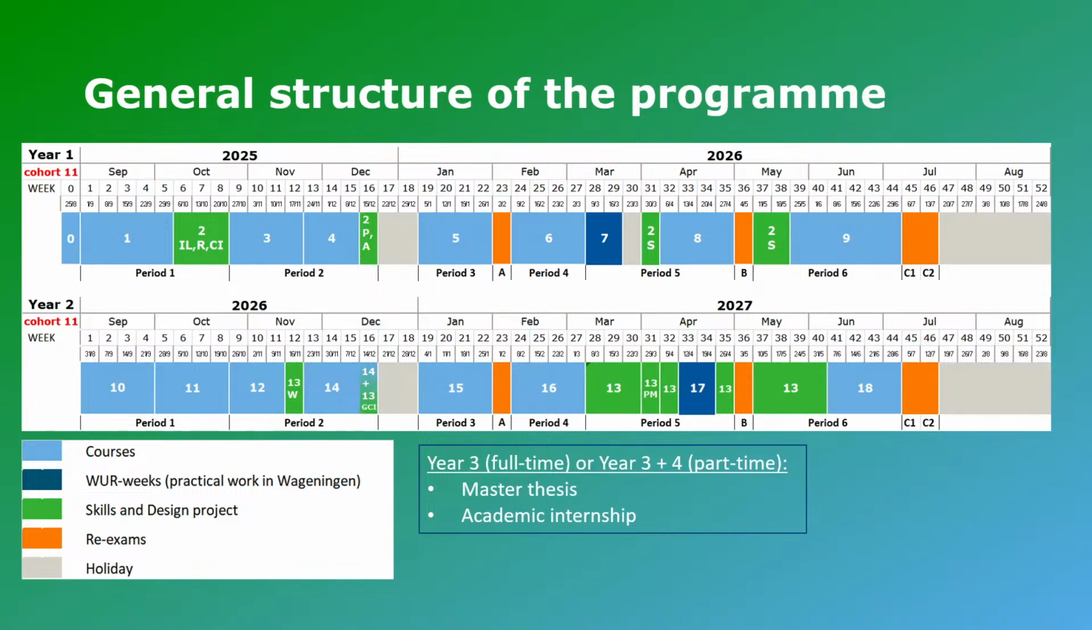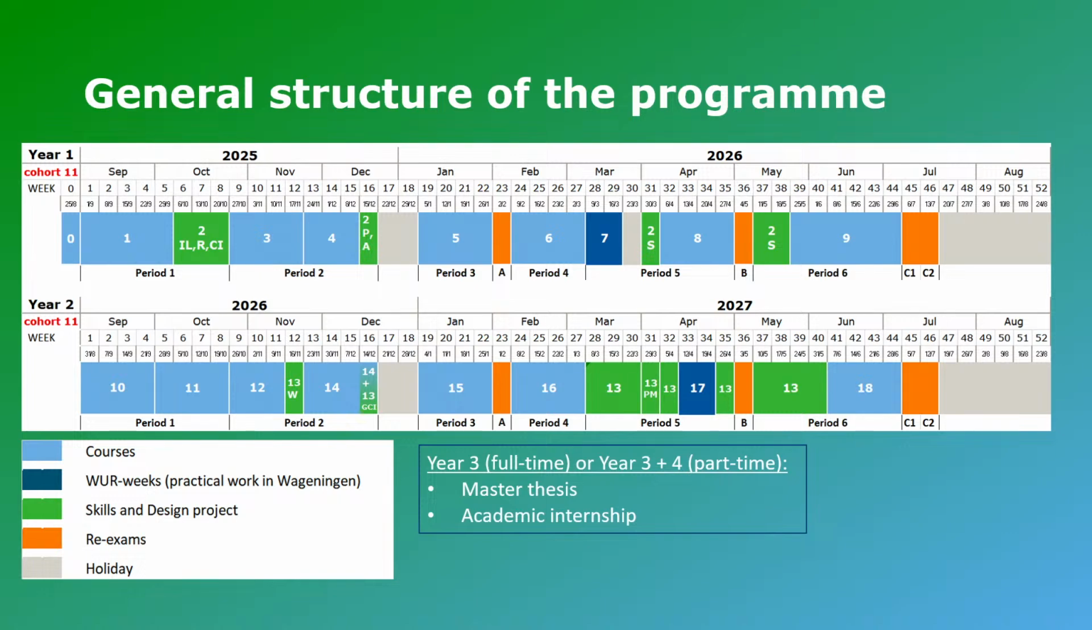So there's also, you see, a dark blue color, and these are the Wageningen practicum weeks. So during the first 2 years, indeed, you will come one time per year for 2 weeks to Wageningen to do practicums. I'll come back to that later. So what you see as other colors, it's green weeks, and those are skills lectures and training. So altogether they make up one course of year 1 and one course of year 2.